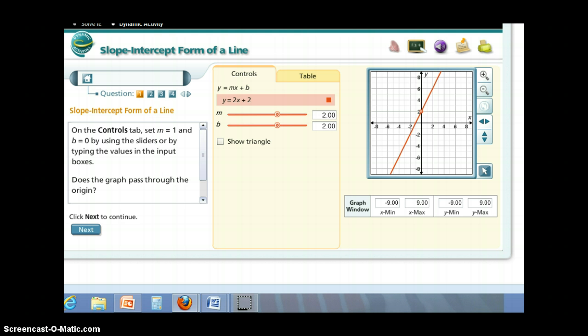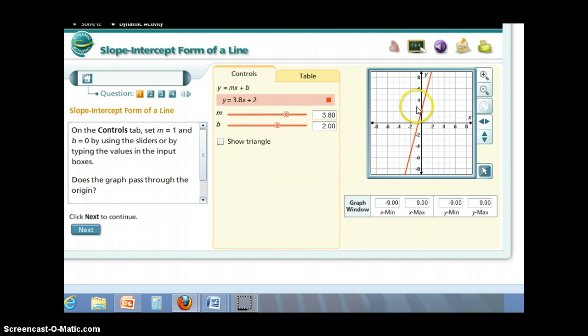The Pearson Algebra 1 Common Core textbook has many great online features, such as this dynamic interactive activity for students. Notice that our equation is y equals 2x plus 2. We have a slope of 2 and a y-intercept of 2. Our y-intercept is located right here at +2 on the y-axis. Let's first move our slope. Currently it's a slope of 2. Look what happens when we move our slope upwards to a slope of 3 8/10.